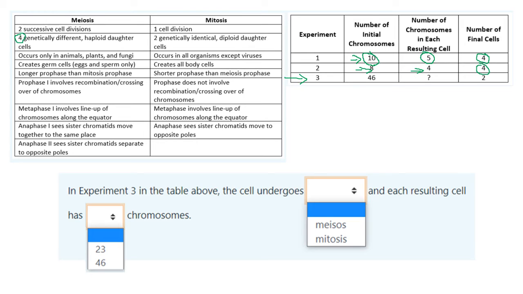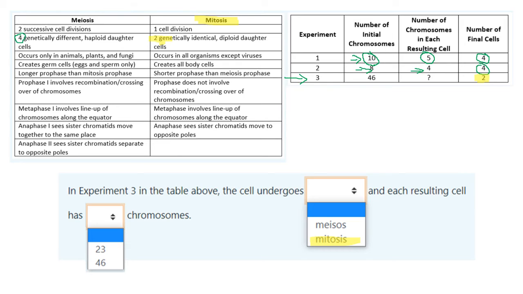For experiment number 3, it's different. Experiment number 3, we only have 2 final cells. So this is going to be mitosis, not meiosis. So we're looking at mitosis. Experiment 1 and experiment 2 were both meiosis because they end up with 4 daughter cells. But number 3 is mitosis because there are only 2 final cells.